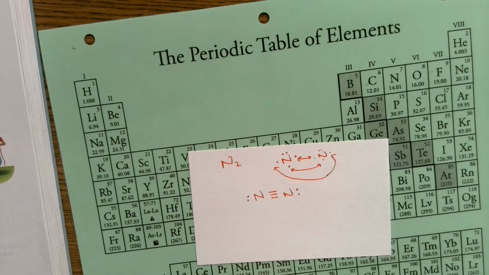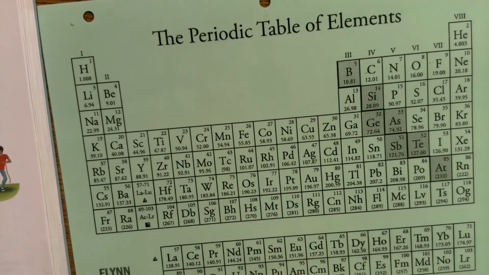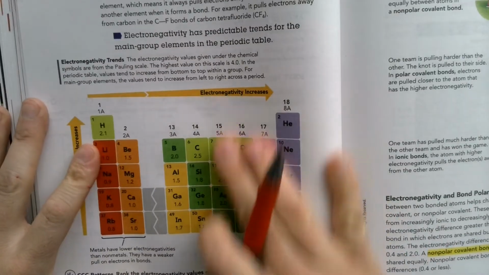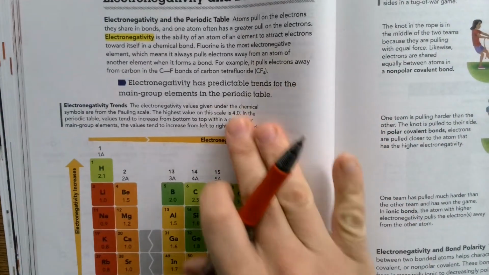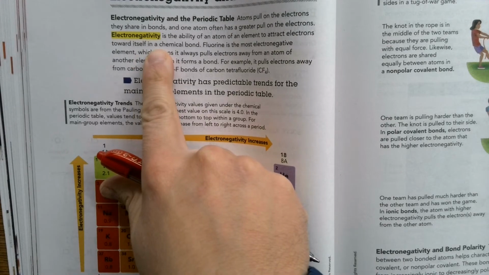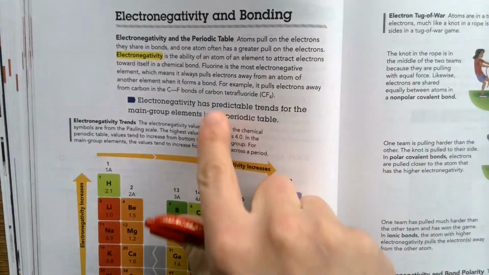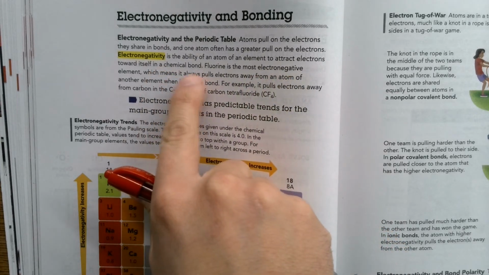Let's talk about electronegativity and bonding. So let's look at this image in our book. Here we go. All right, new subject. We're going to switch gears for a second and we'll come back and apply it all together. So electronegativity, let me write this in your notes, is the ability of an atom, of an element, to attract electrons toward itself in a chemical bond.